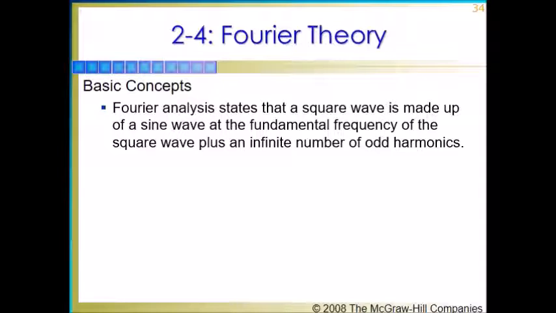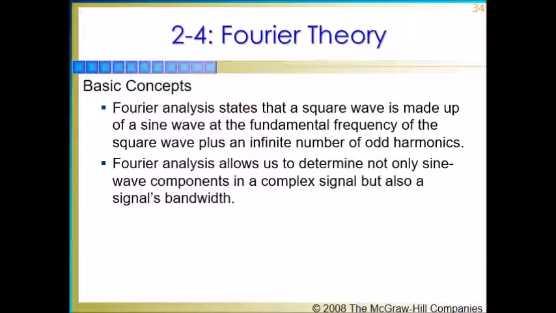For example, if the fundamental frequency of the square wave is 1 kHz, the square wave can be synthesized by adding the 1 kHz sine wave and harmonic sine waves of 3 kHz, 5 kHz, 7 kHz, 9 kHz, and many more. Fourier analysis allows us to determine not only sine wave components in a complex signal, but also a signal's bandwidth.